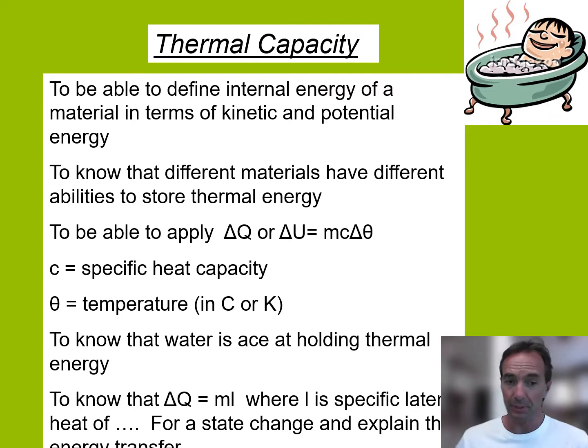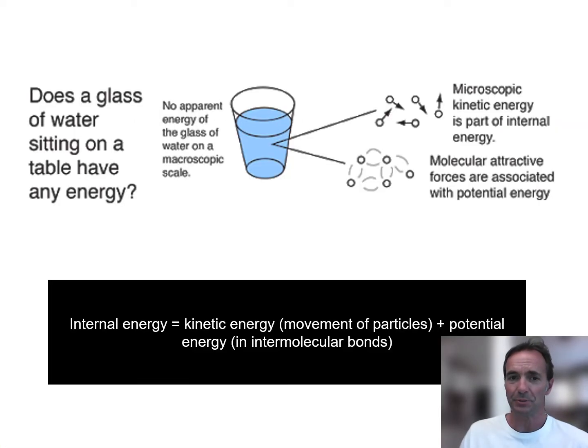And then we've got specific capacity as lowercase c, which I know is the speed of light as well, but generally they're easy to split apart in this. And to know that water is holding thermal energy. It's got one of the highest specific heat capacities of common materials anyway. And to know that delta Q, again, that's a change of energy, is mL. That's an L, which is mass and specific latent heat, with various types of latent heats that come in there for a state change. Okay, so that's what we're going to be dealing with today. I've read it all out just to be crystal clear about what we're doing, so let's crack on.